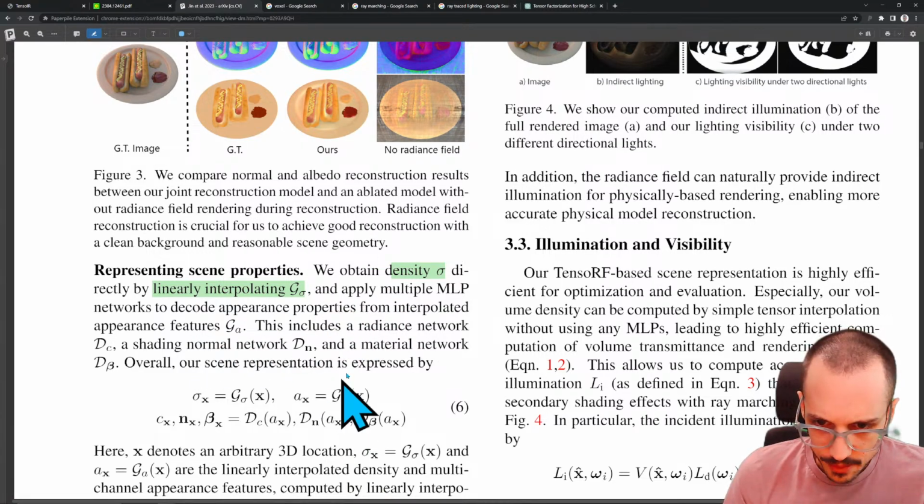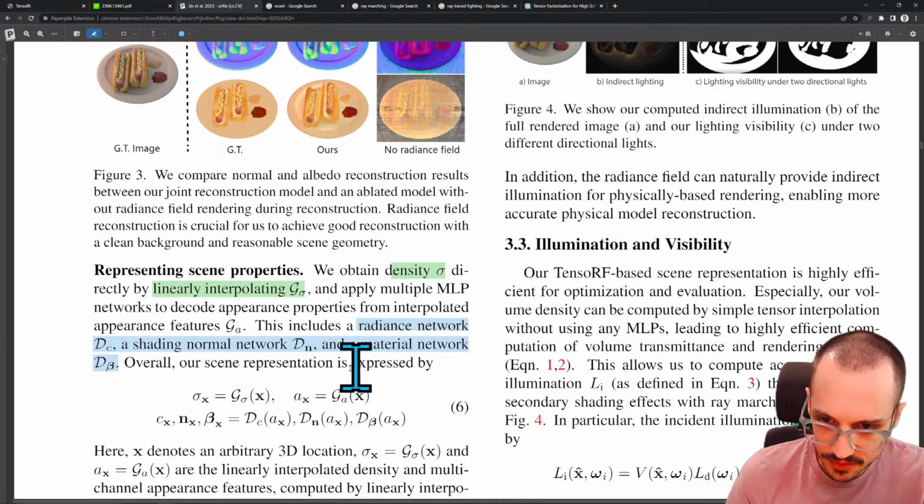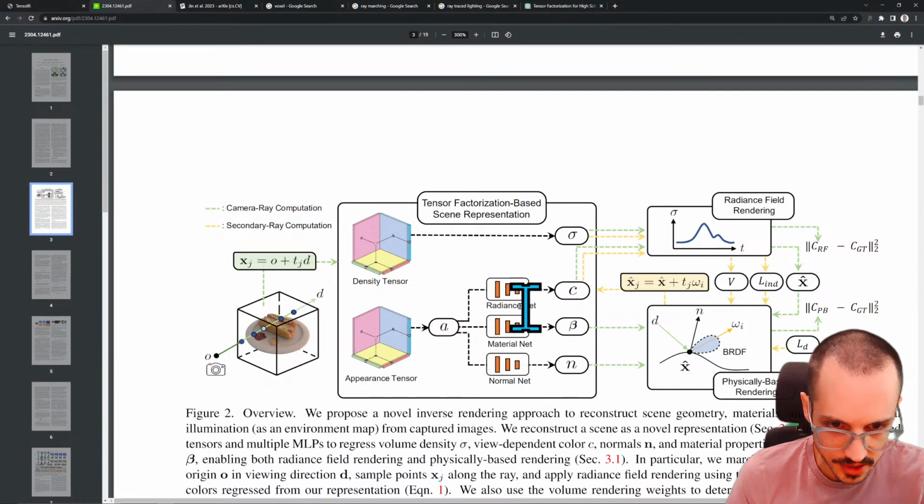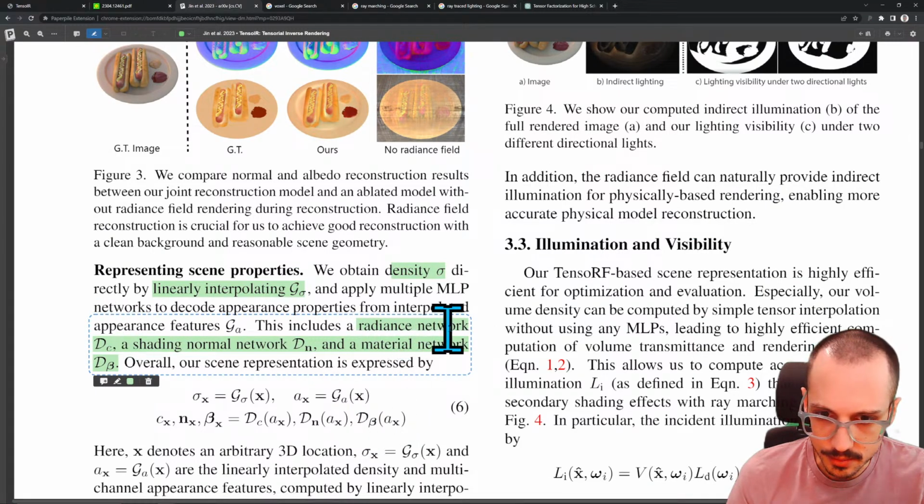So the 3 networks that they have here are the radiance network, the shading normal network, and the material network. So those are 3 different multi-layer perceptrons, right? You have your 3 different multi-layer perceptrons here called radiance net, material net, and normal net. And here they're calling them radiance net, shading normal net, and material net.